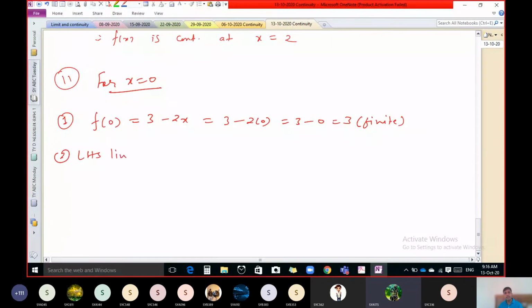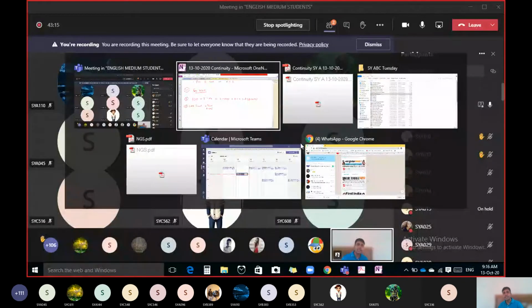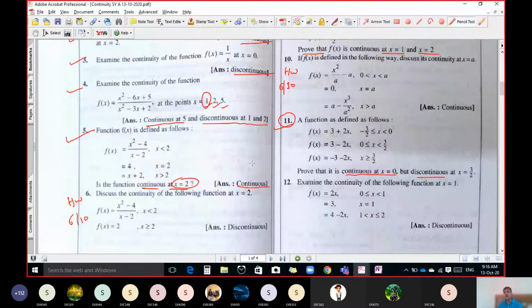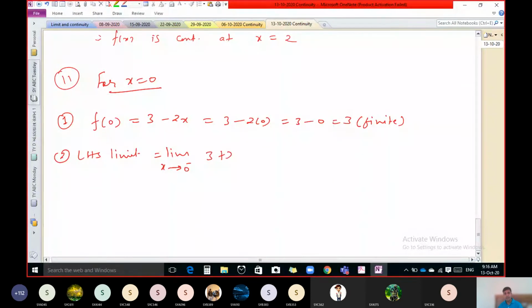Left hand side limit, x tends to 0 minus. 0 minus means less than 0. Which one is the function for less than 0? First, second or third? First one, 3 plus 2x. Put x equal to 0. This is also finite.